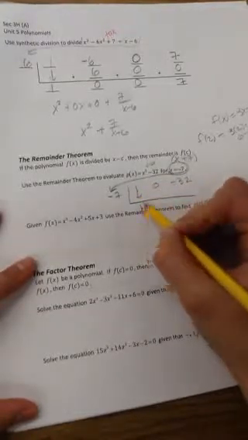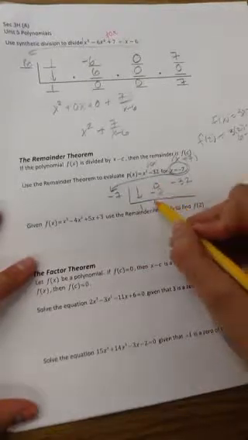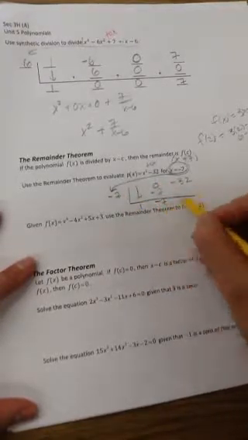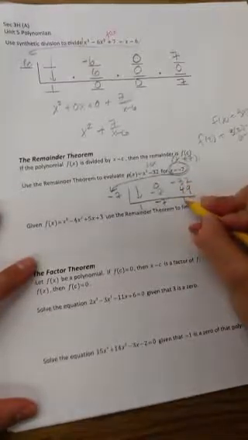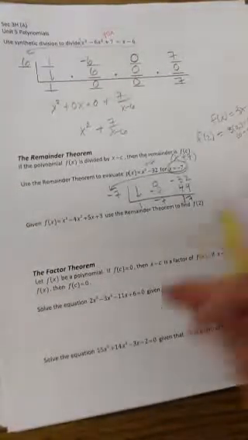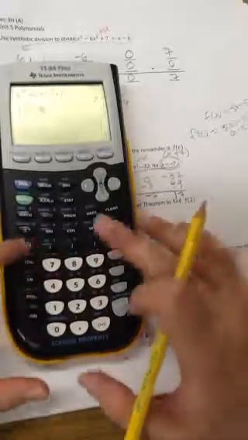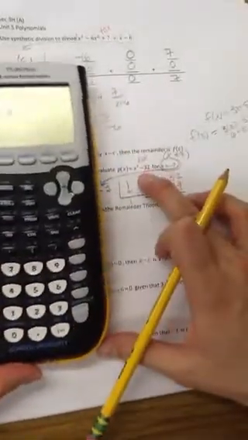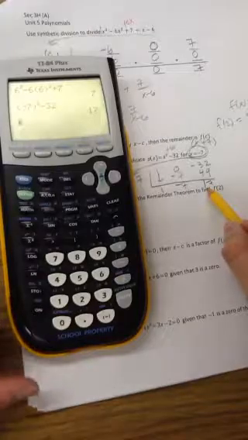So I bring down the 1. Negative 7 times 1 is negative 7. 0 plus negative 7 is negative 7. Negative 7 times negative 7 is 49. Negative 32 plus 49 gives us 17. All right? And if we have checked, we can do negative 7 squared, making sure the negative 7 is in parentheses, and then minus 32, which gives us 17.